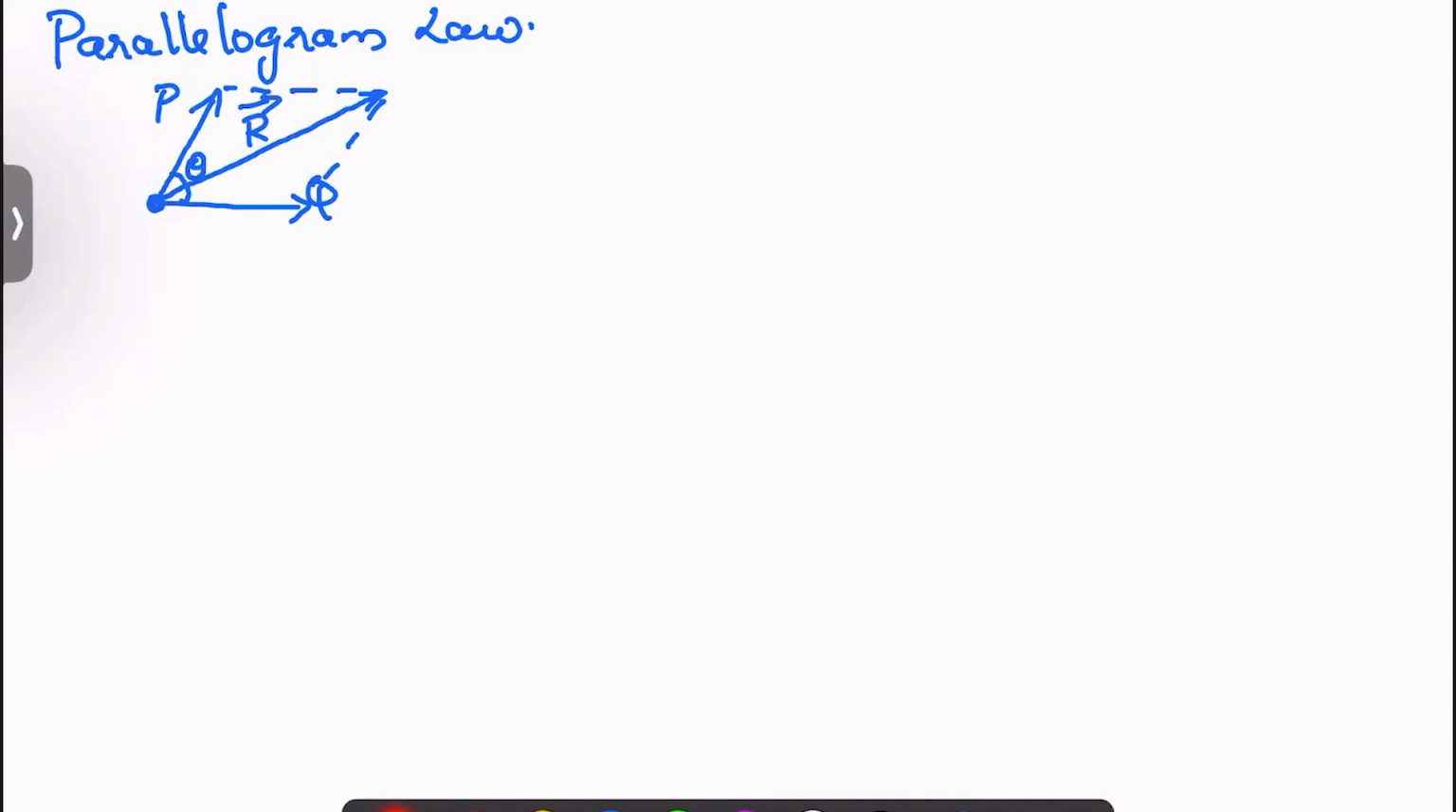So let's see how we can find the net force. For example, let's see this P and Q as F1 and F2, two forces that are acting on this object. So this is the object. Two forces are acting, F1 and F2, at an angle theta. We want to calculate the resultant force or the net force that is acting on this object. This is the net force F.